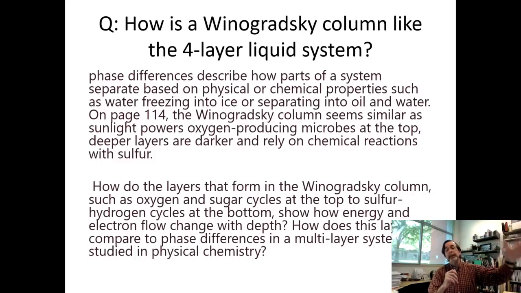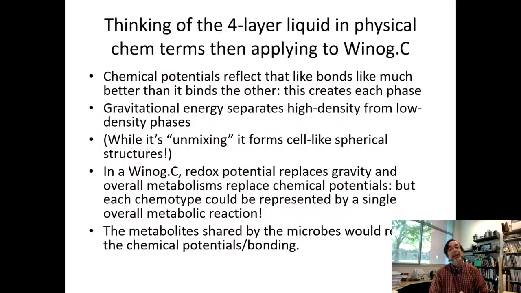In fact, I could even put it in a tube, and we could have the same tube, and it would have little colored layers that look a lot like the 4 layers. It would separate out. It would take more time, but it would eventually separate out. So how are the layers that form in the Winogradsky column like phase differences? And this is just a fantastic question, because I don't know. But I suspect that there's something there if you look at it the right way.